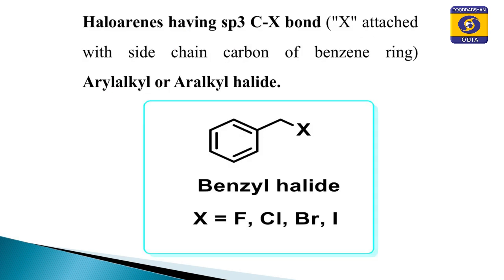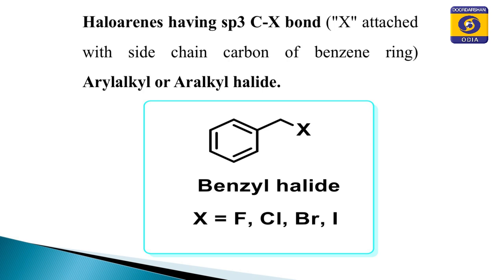So, now the question is, if this is the example, you see the slide, how in benzyl halide the side chain hydrogen is replaced by the halogen atom. Now, here the side chain carbon is sp3 hybridized. So, this is an example of the haloarenes having an sp3 carbon-halogen bond.